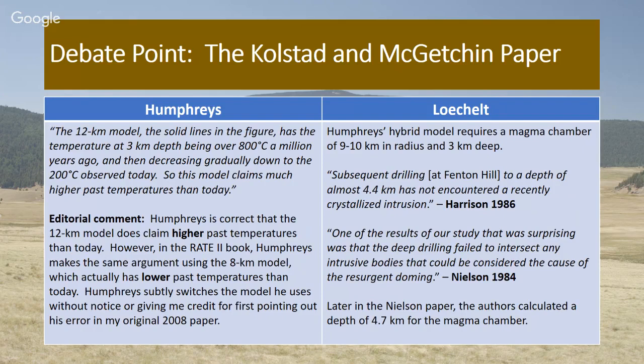The subtle thing that he has done here, and you have to read his writings carefully, is this is not the argument he made in the RATE book. He used a different figure, a different model, which did not support his conclusion. And the reason is he read that graph backwards too. He read the graph in Kolstad and McGretchen backwards too. I pointed that out, but he did not acknowledge that. But what he has done, he abandoned his original argument and went with a different model, a different graph.